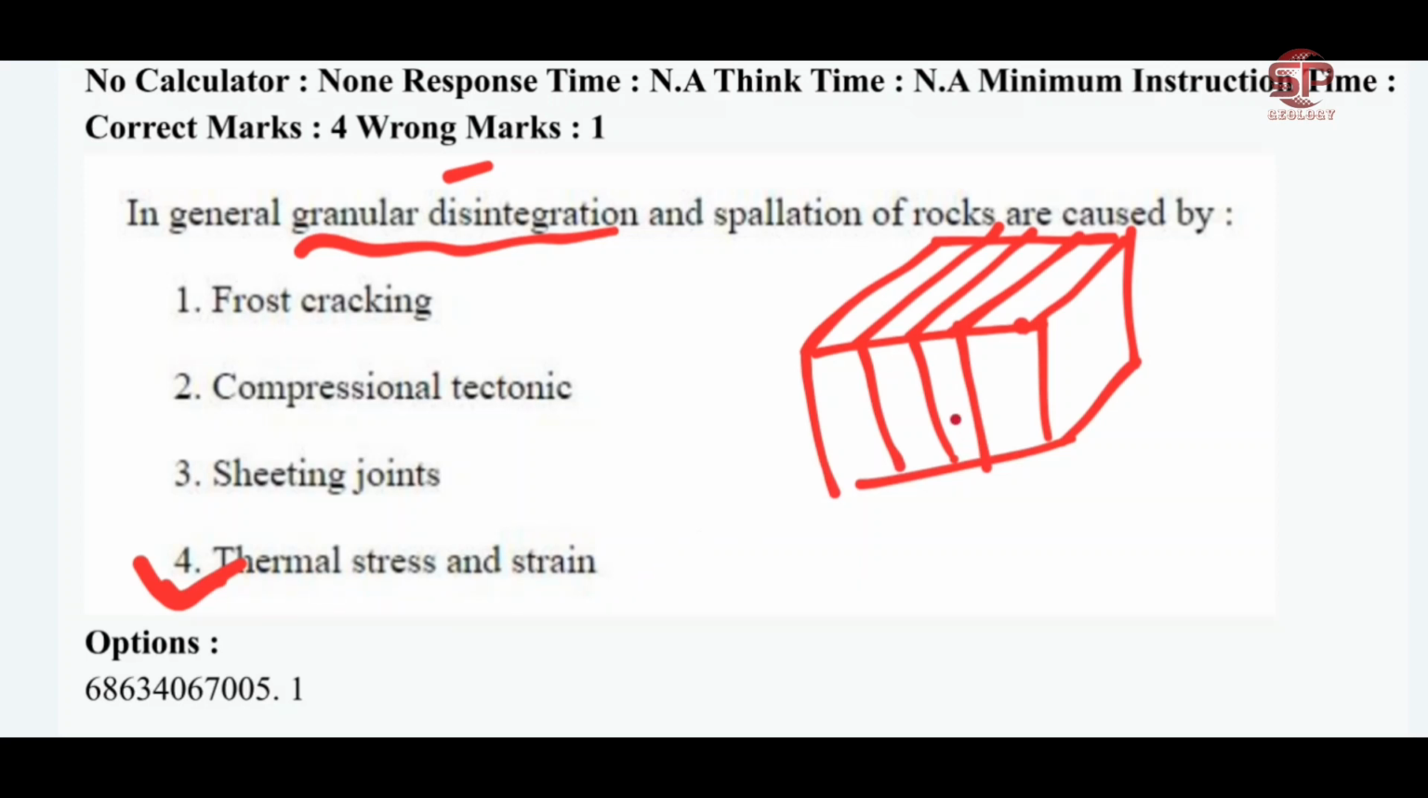Only for spallation you will take sheet joints. A sheet joint is a type of joint produced because of release of pressure. So sheet joints make the rock break layer by layer. That is the spallation process. But frost cracking is a process of granular disintegration. It can also widen the cracks. So the more appropriate answer will be thermal stress and strain.